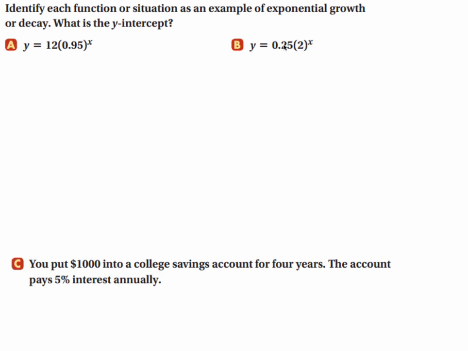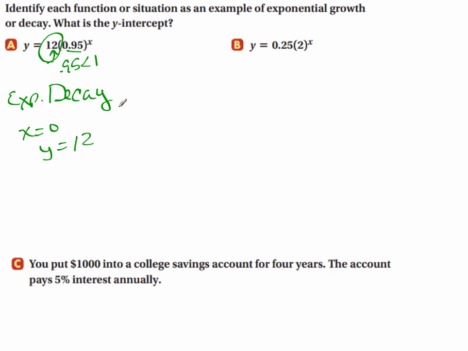So let's look at these examples and see if we have exponential growth or decay. Now, I don't care what that number right there is. To determine if it's growth or decay, I look at the number raised to the power. Since this is less than 1, I have decay. What's the y-intercept? The y-intercept is when x is 0, y is 12. So there's my initial value.